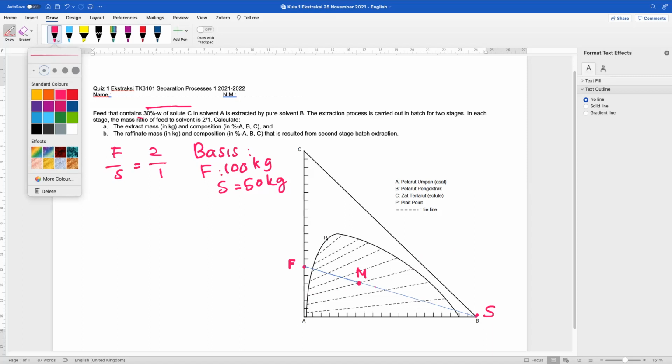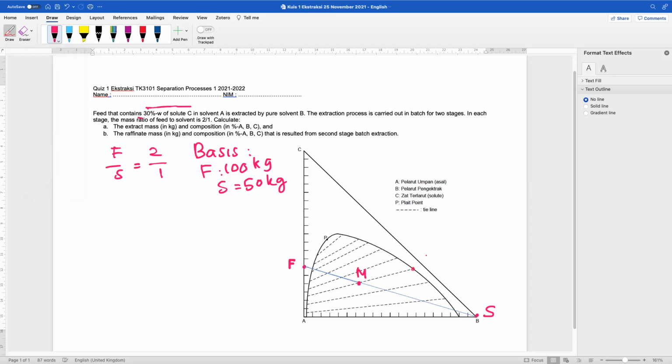But if you have the tie line around this area, then you have to do the interpolation like I explained to you before. So you got the extract and you got the raffinate, maybe raffinate one and extract one. And with the lever rule, you can find the extract and the raffinate. You just do the calculation and also read them with the vertical one and also the horizontal one. So this is going to be your first number, your extract composition in the first stage.